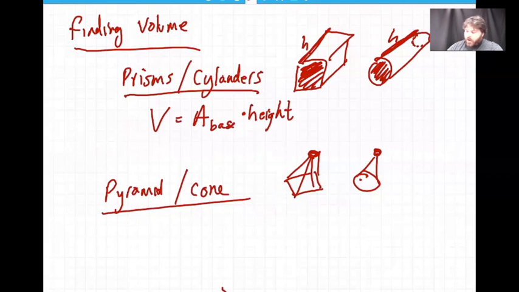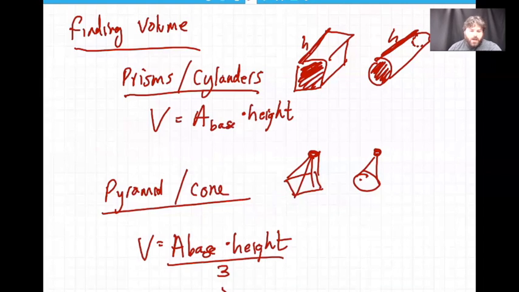Now the volume of a cone, same thing. It's going to be the area of the base times the height. The only difference is you divide that by 3. So it's a third of that volume.